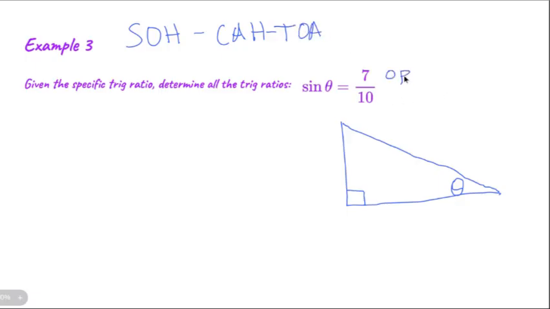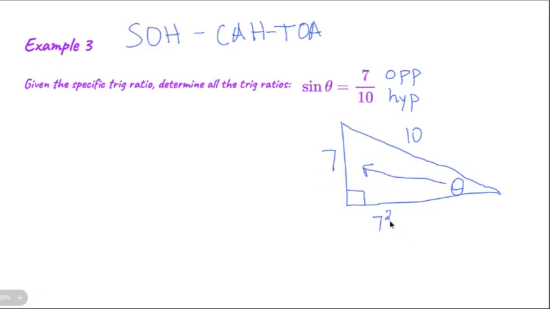this is opposite. So what side would that be? That would be this side right here. And then this is the hypotenuse. So this is 7 and this is 10. But notice that doesn't give us what the adjacent is. And we're going to have to figure out the adjacent by using, you guessed it, Pythagorean theorem.